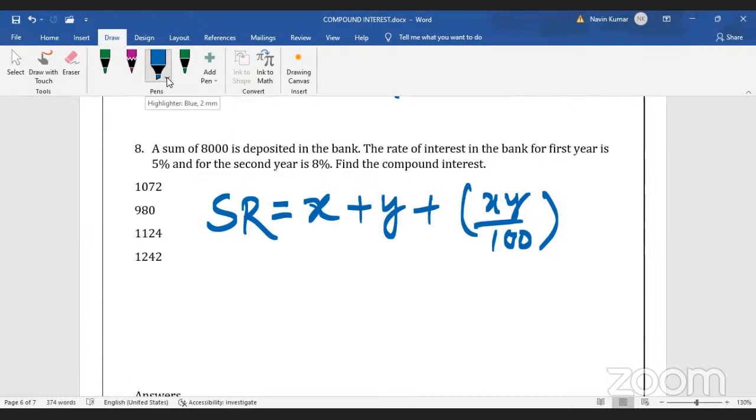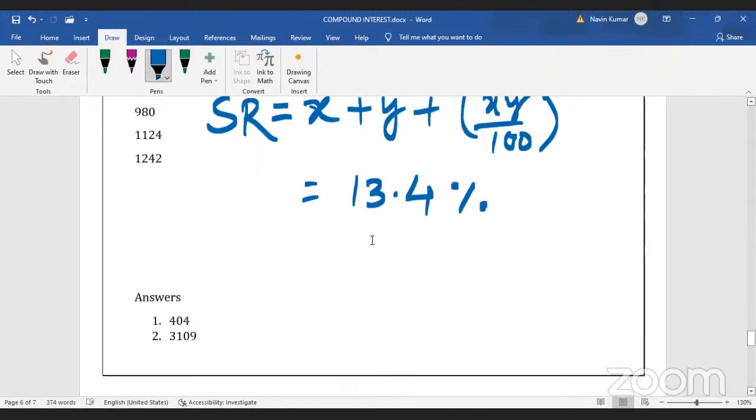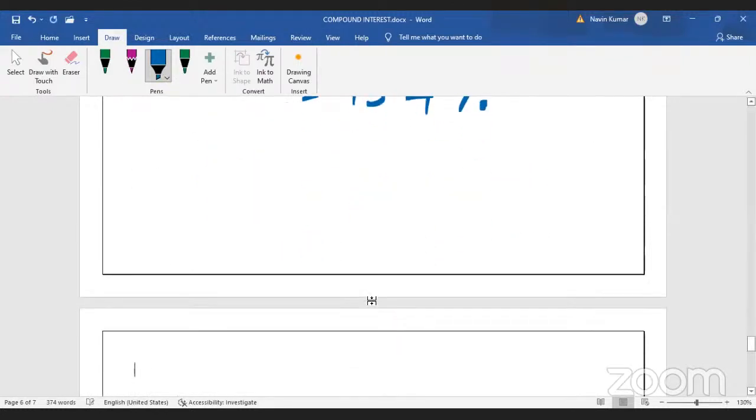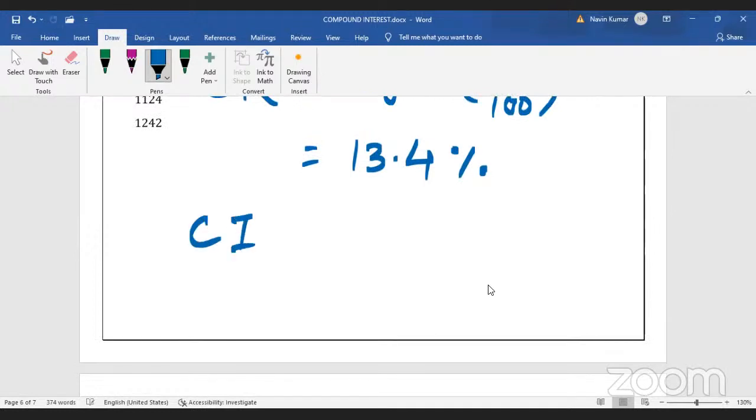सर x and y को क्या लेना है? X को लेना है 5, लिखा हुआ है यहाँ पे. Y को लेना है 8. Percentage 24. What will be the rate? 13.4%. Now you have to find compound interest. So compound interest is equal to principal into successive rate. बस हो गया. Solve this.